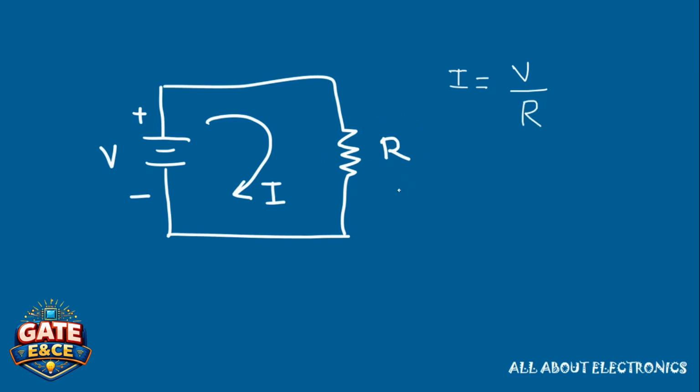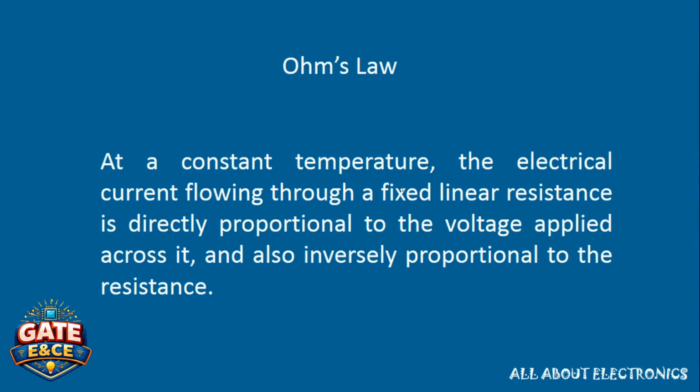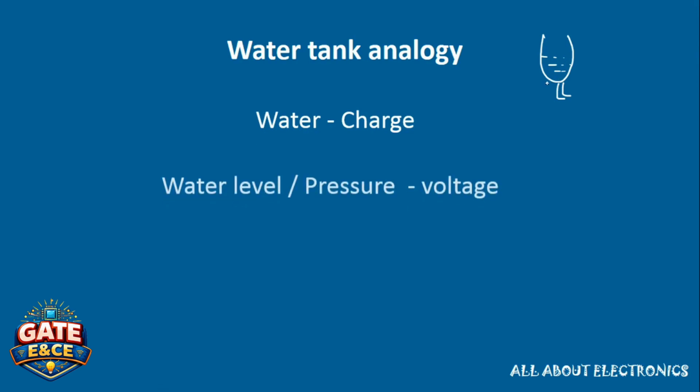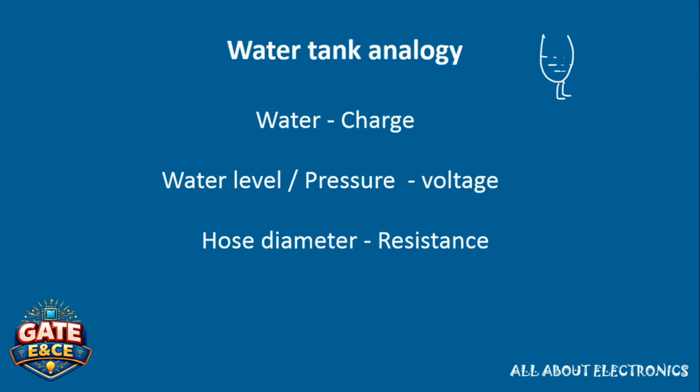So now let's understand this Ohm's law by taking a water tank analogy. Let's say we have one water tank, and at the bottom of the tank we have connected one hose pipe. In this analogy, the water in the water tank can be represented as the charge in the electrical circuit, while the level of the water in the tank, or the water pressure, represents the voltage in the electrical circuit. The diameter of this hose pipe represents the resistance in the circuit, and the flow of water through this hose pipe represents the current in the electrical circuit.